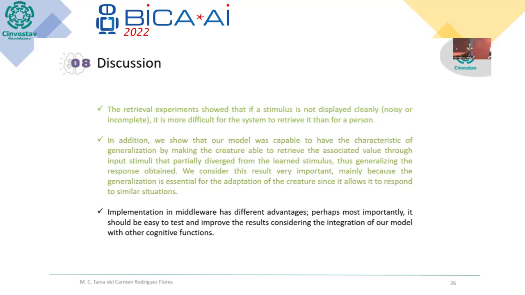In addition, we show our model was capable of having the characteristic of generalization by making the creator capable of retrieving the associated value through input stimuli that partially diverge from the learning stimulus. Thus, generalizing the response obtained, we consider this result very important, mainly because generalization is essential for the adaptation of the creator. It allows it to respond to similar situations.